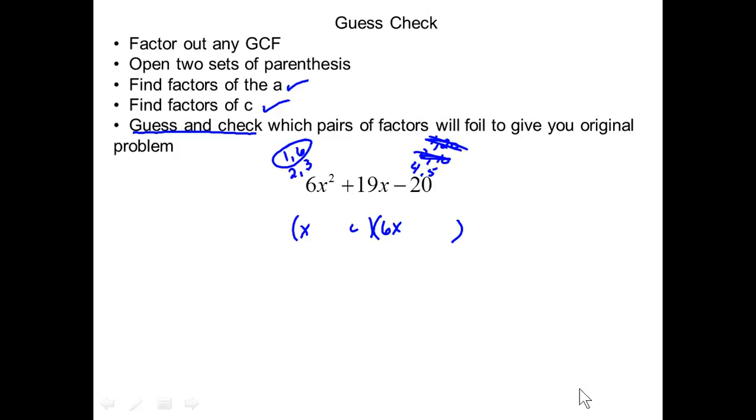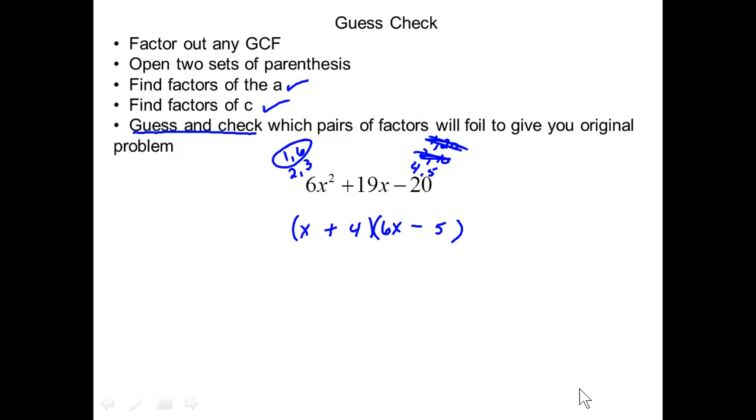So let's try the 4 and the 5. On the outside, I'm going to get 5. On the inside, I'm going to get 24. Well, if I add those together, I'm going to get 29, but if I subtract them, I'm going to get 19. What do we need? We need 19. Make sure you have the bigger number positive, and you've got it. And that's guess check. You just play around with the numbers until you come up with 19.